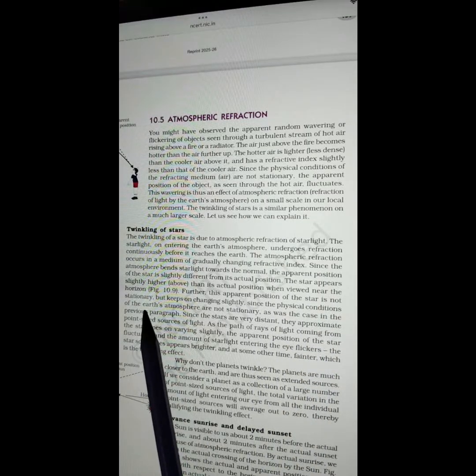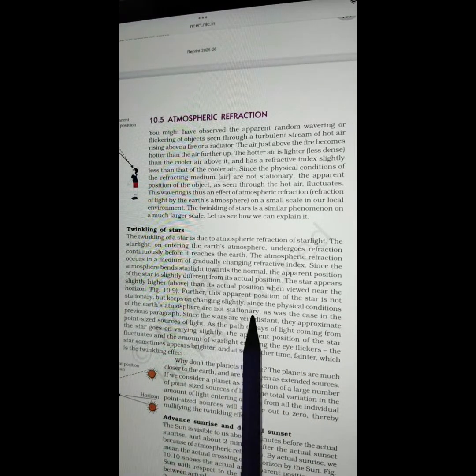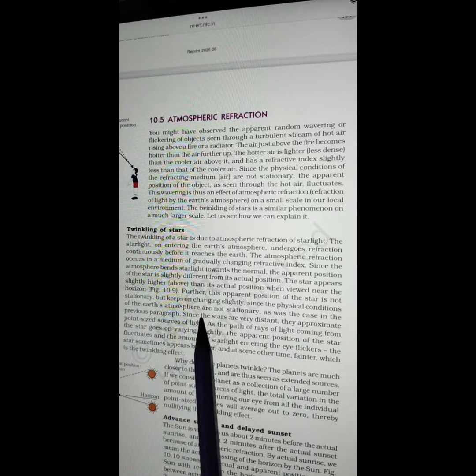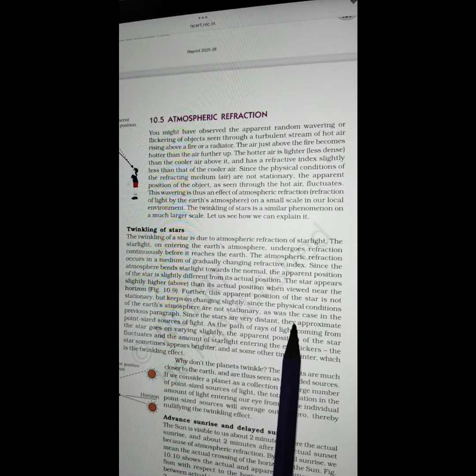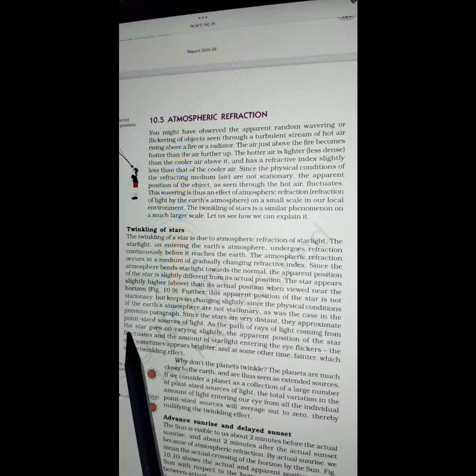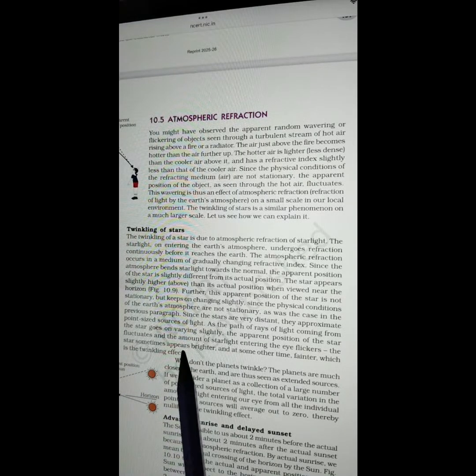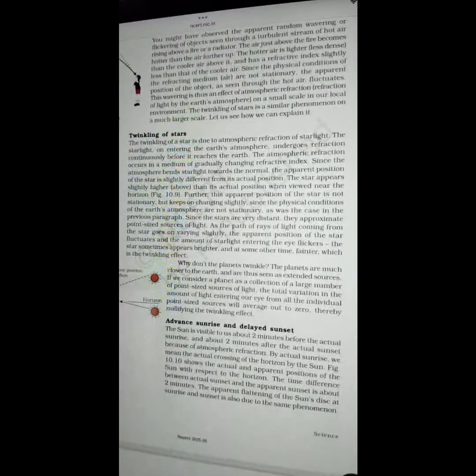Figure 10.9. Further, this apparent position of the star is not stationary but keeps on changing slightly, since the physical conditions of the Earth's atmosphere are not stationary, as was the case in the previous paragraph. Since the stars are very distant, they approximate point-sized sources of light, and the path of rays of light coming from the star goes on varying slightly. The apparent position of the star fluctuates and the amount of starlight entering the eye flickers. The star sometimes appears brighter and at some other time fainter, which is the twinkling effect.